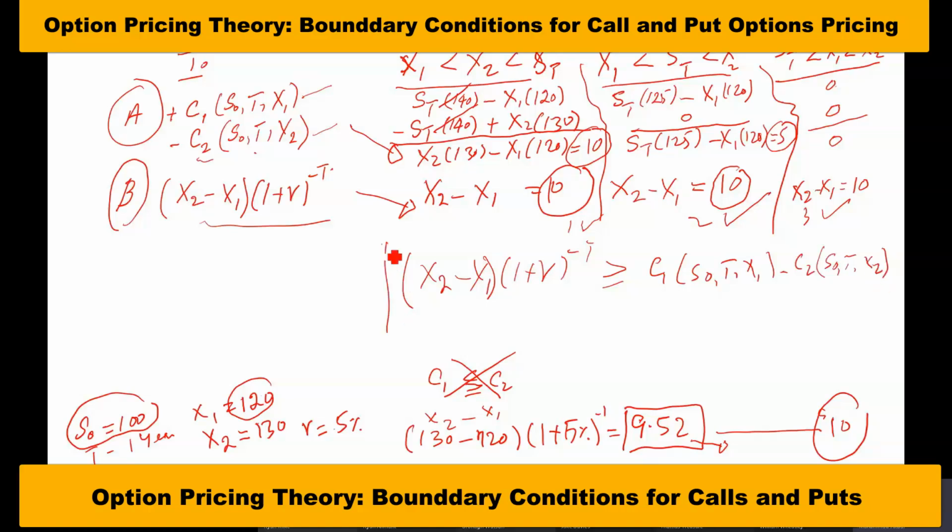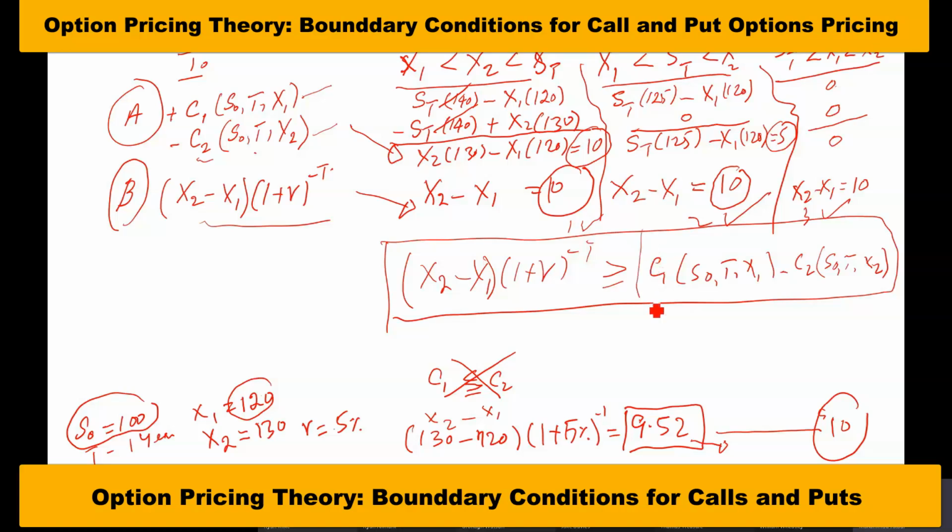So our conclusion from this is that portfolio B will always have a higher or equal value to the difference between the price of this call and the price of the second call. Okay, have a look at this.